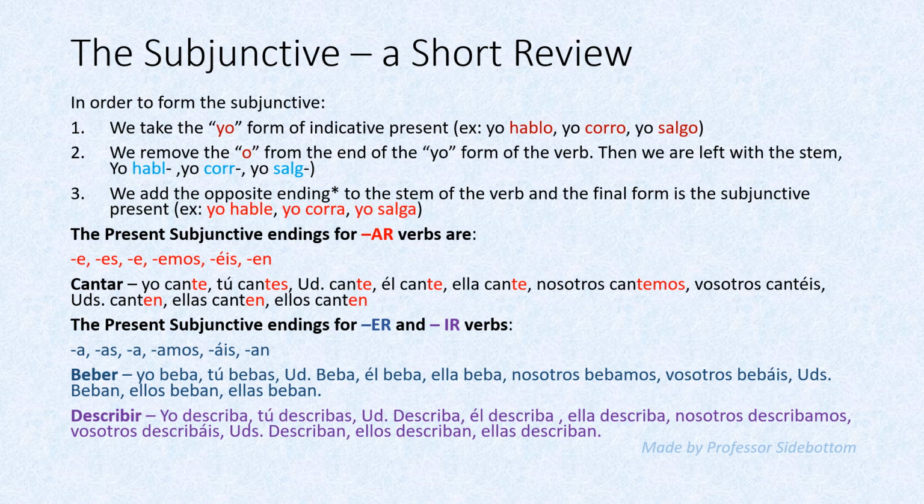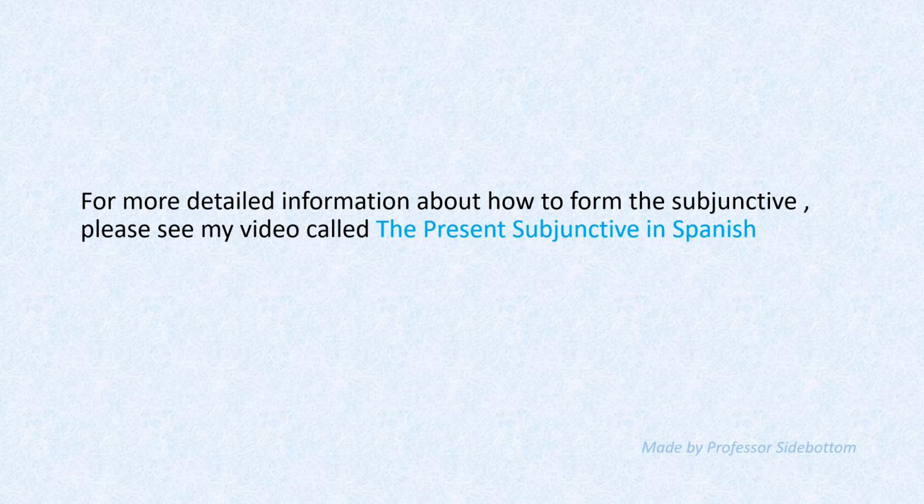So the present subjunctive endings for AR verbs are e, es, e, emos, éis, en. And the present subjunctive endings for ER and IR verbs are a, as, a, amos, áis, an. For more detailed information about how to form the subjunctive, please see my video called The Present Subjunctive in Spanish.